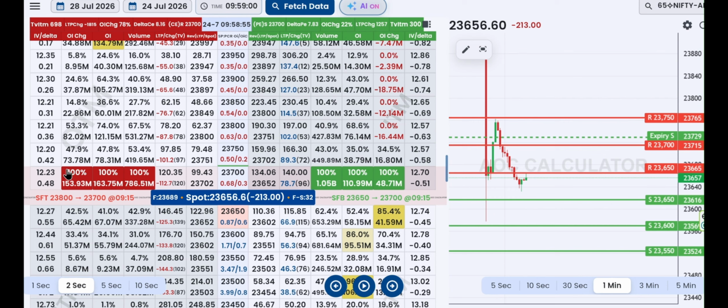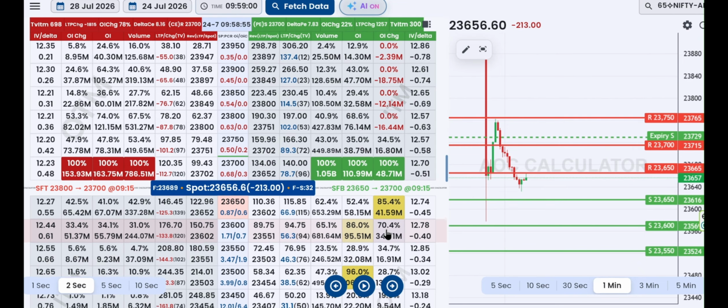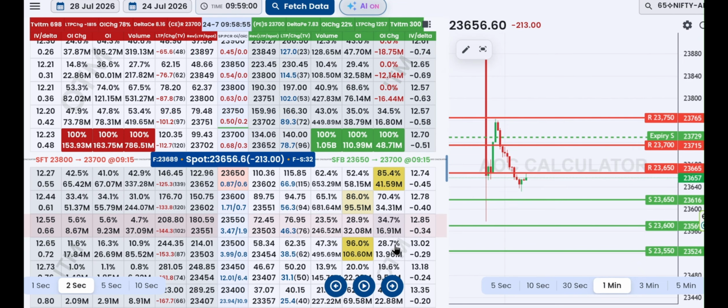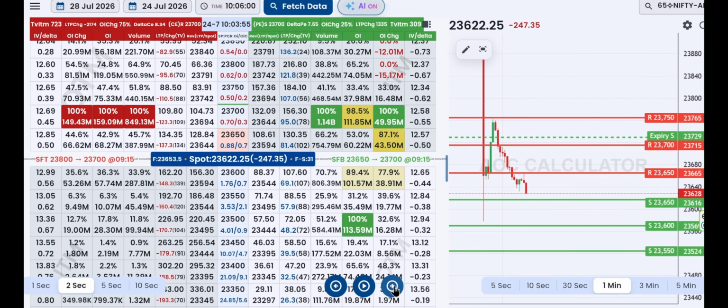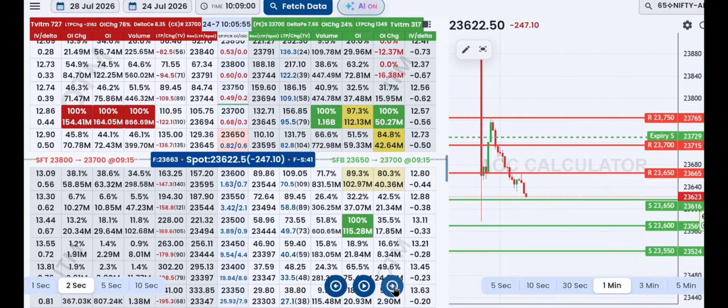Therefore, if the price retraces towards 23,700 and forms a supply zone, we can look for a continuous sell entry from that area. Since the resistance has shifted downward, 23,700 is now completely under the control of sellers. So until a new strong support is formed, the market continues to favor selling opportunities rather than bottom reversal entries.